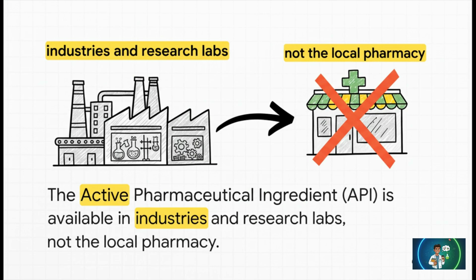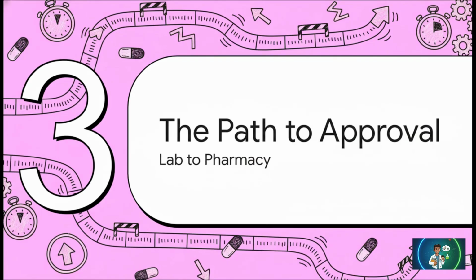And this makes something really clear. The API, the workhorse of the medicine, isn't just mixed up in the back of your local pharmacy. Nope. This is a complex chemical that's synthesized in highly controlled labs and massive industrial facilities. So that begs the question, how does this powerful lab-created ingredient safely make the journey into our hands? Well, let me tell you, it has to survive a long and incredibly rigorous journey. This is not a quick trip. It's more like a multi-stage gauntlet, and it's designed with one thing in mind above all else, ensuring safety and effectiveness.